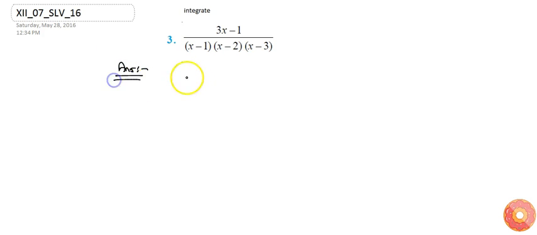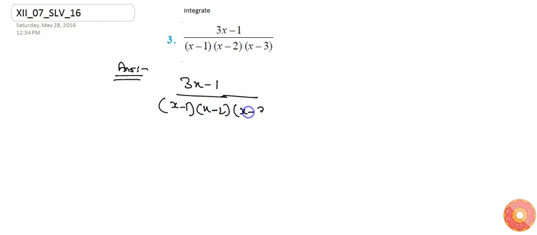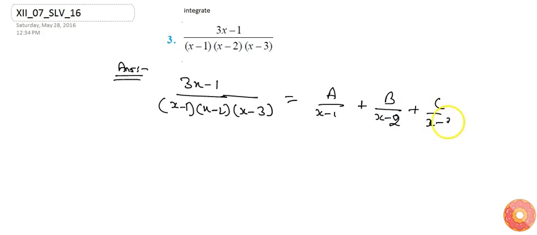By using the partial fraction method, I can decompose this rational function into three other proper rational functions. Let's say A by x minus 1 plus B by x minus 2 plus C by x minus 3.